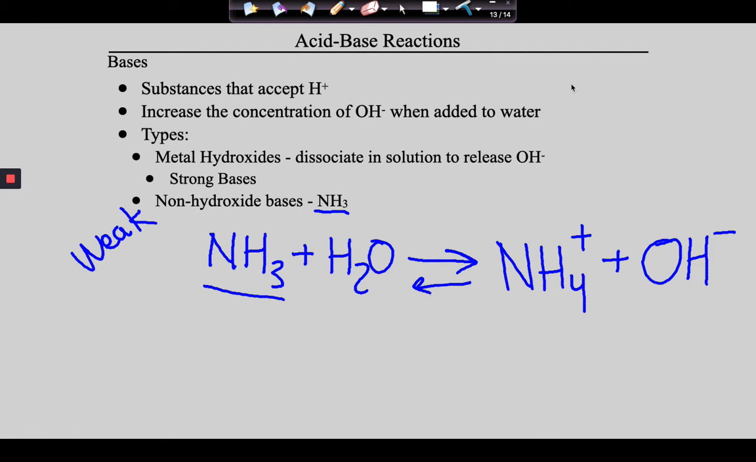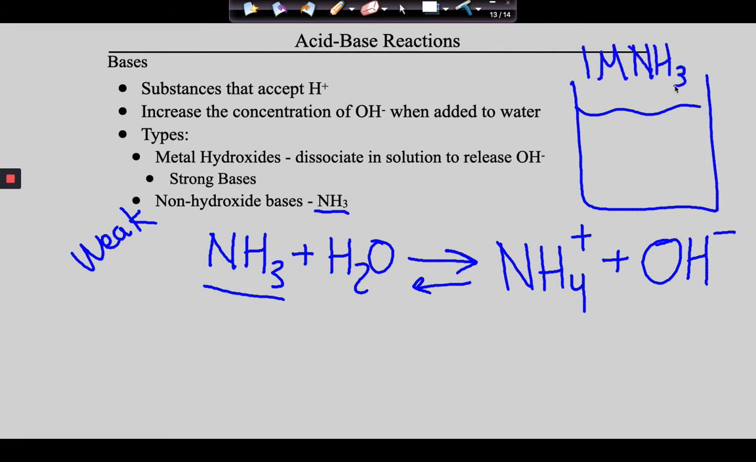So guys, that being the case, draw yourself the beaker again. What is in a 1 molar, doesn't really matter the concentration. What is in a 1 molar ammonia solution? By the way, guys, NH3 is ammonia. What's in the bucket?